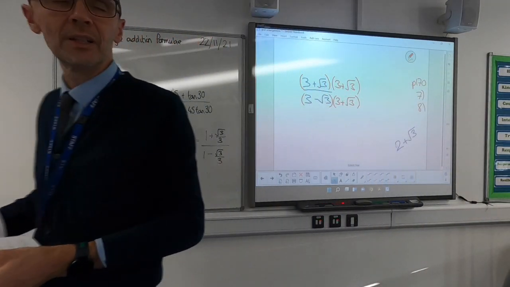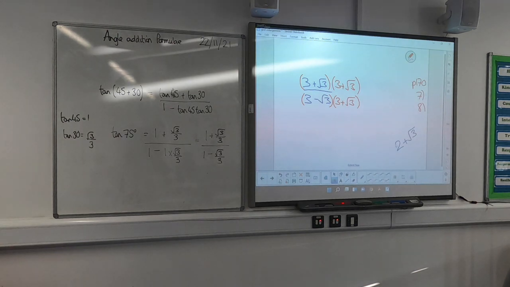You've got to make it look like 2 plus root 3. The question we are doing is on page 173, but the one I want you to do after that, and we're nearly done with this one, is on page 170.